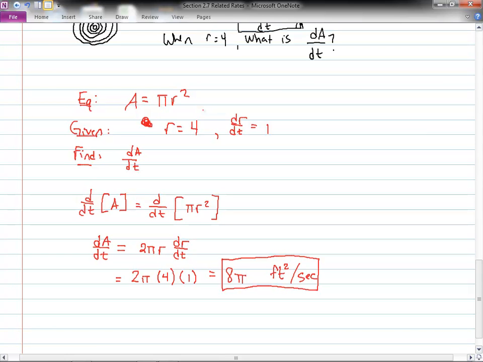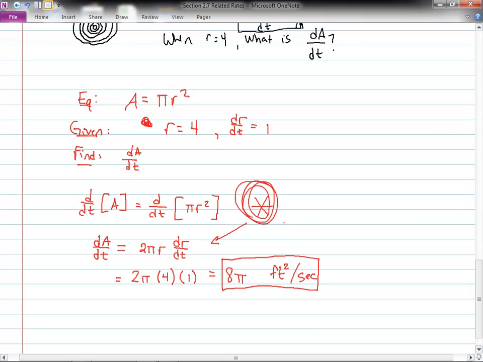Sometimes, like this problem, everything's nice and easy. They give you all the things that you need. That is, when you get to this formula right here, notice there are how many unknowns in that equation? There's the dA/dt, there's the r, and the dr/dt, right? They gave us 2 of them, so we had only 1 unknown left. 1 equation, 1 unknown, we solve it.